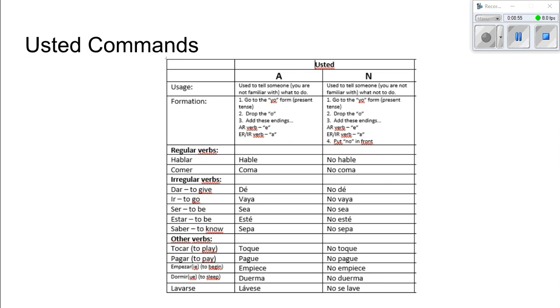Coma, no coma. Dé, no dé. Vaya, no vaya. Sea, no sea. Esté, no esté. Sepa, no sepa. Toque, no toque. Pague, no pague. Empiece, no empiece. Duerma, no duerma. Lávese, no se lave. Again, you attach the pronouns in the affirmative and put it before the verb in the negative.